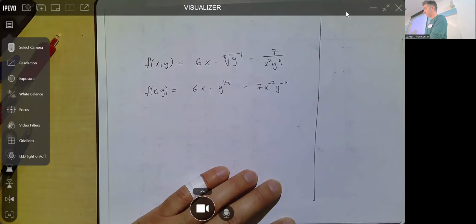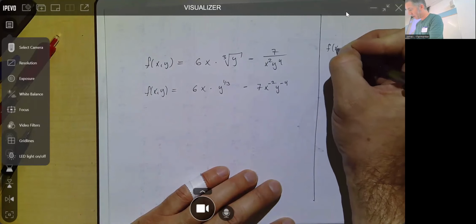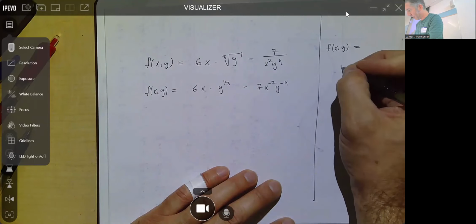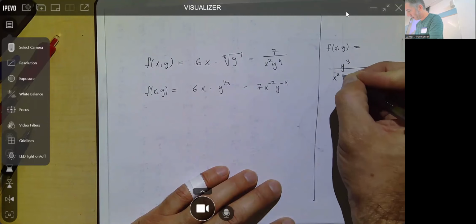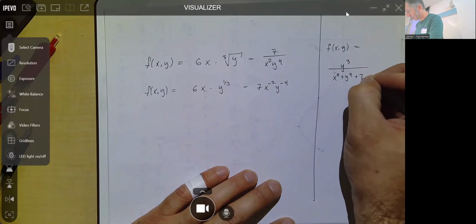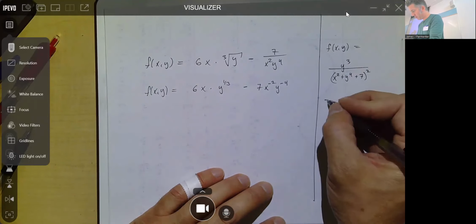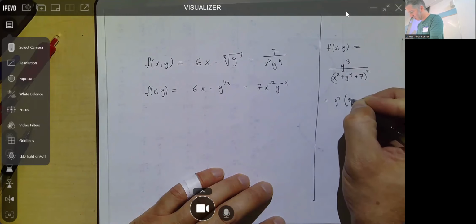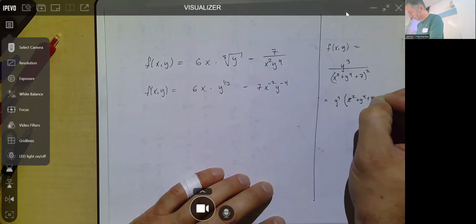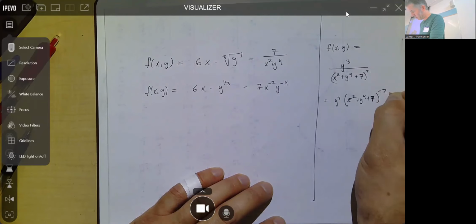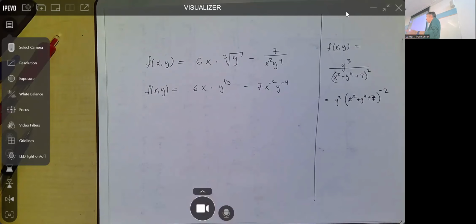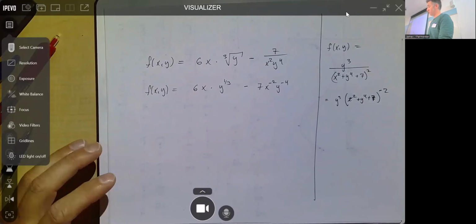Just as a counterexample, if you had something like f of x y equal to y cubed over x squared plus y to the 4th plus 7 to the 2nd, you could bring that up to the numerator as y cubed times x squared plus y to the 4th plus 7 all to the negative 2nd. But usually people don't when there's a bunch of addition in the denominator. It's not that you can't, it's just people usually don't. But you could. Or you use the quotient rule. Your choice. I don't want to use the quotient rule here if I don't have to.